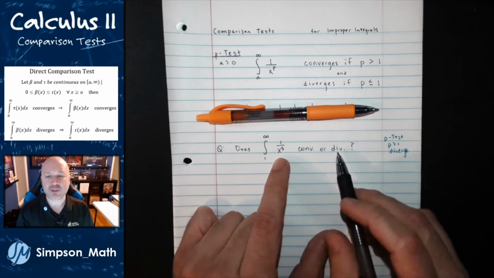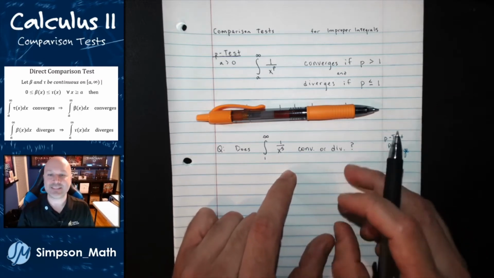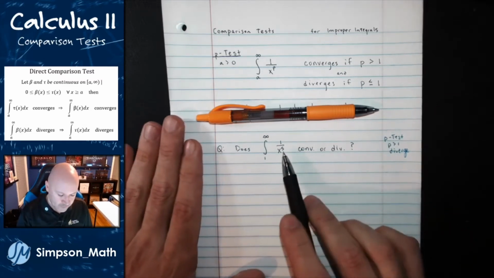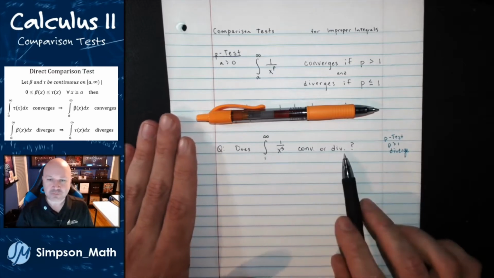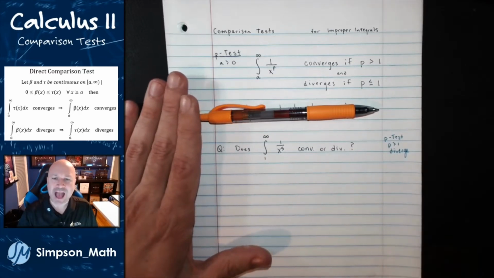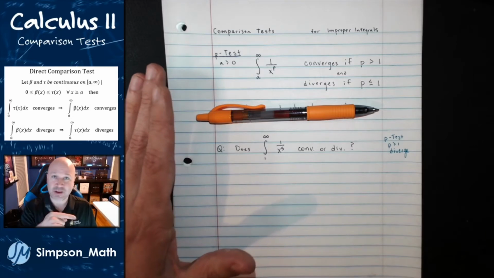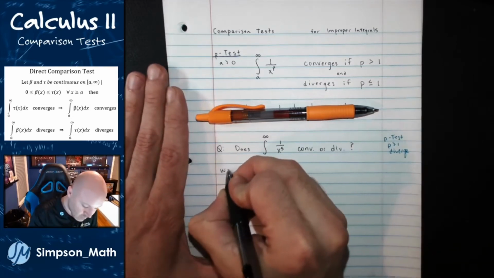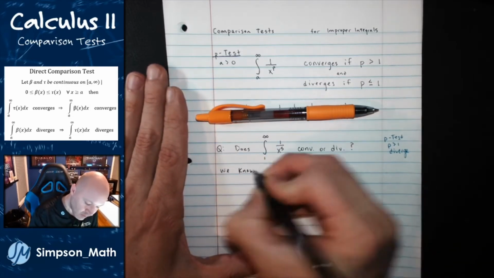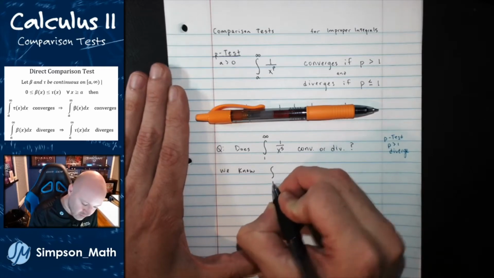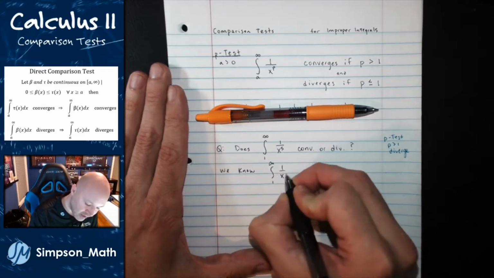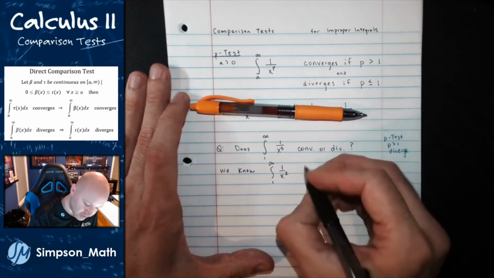But let's go through the motions of what we're going to be facing today. I want to know what's going on here. Well, I know, just because it was in my notes last time, that the integral from 1 to infinity of 1 over x squared converged.